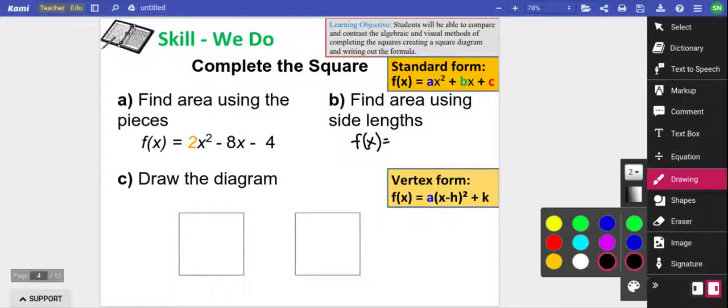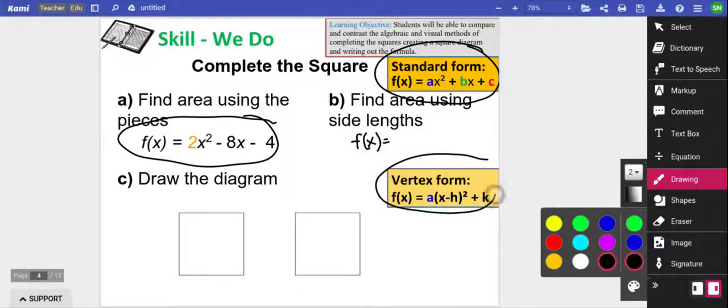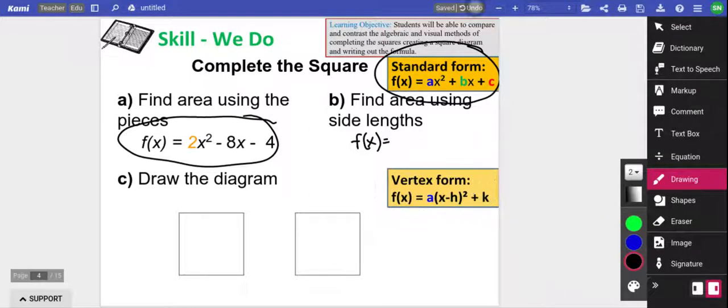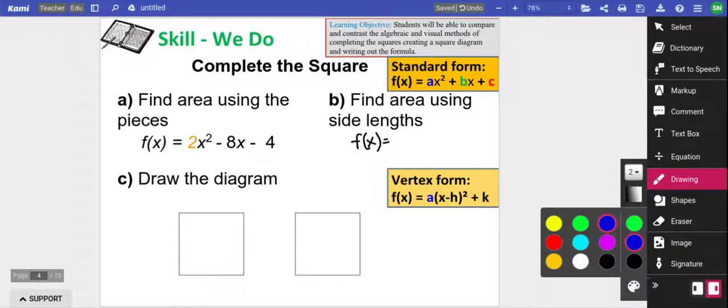Hello, this video is part 2 of completing the square. We will be converting from standard form, the one I just circled, here's the formula also, to vertex form, which our answer should look kind of like this last circle. So we will start by looking at the shapes. If you don't know what the shapes are for, look at part 1 of this video.